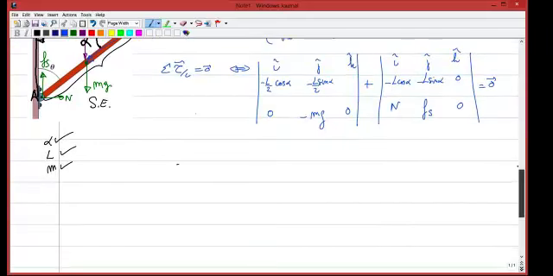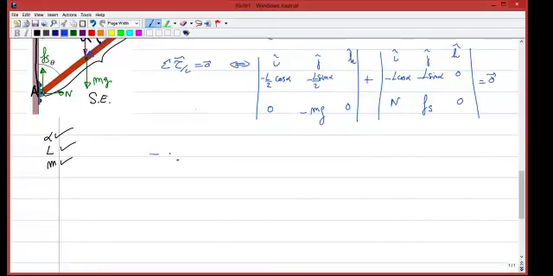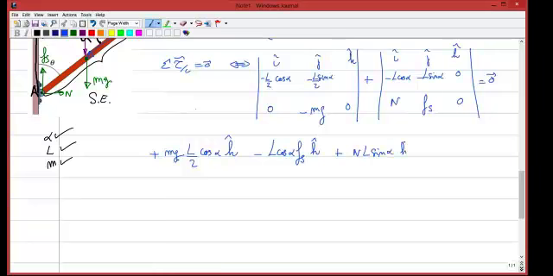Let's evaluate those 2 determinants. The first one will give us negative Mg times negative L over 2 cosine alpha, plus 0. The next one is going to give us negative L cosine alpha Fs k, and then positive N L sin alpha k. And that's equal to 0 k. Be careful on that one. This times this is indeed negative, but as you turn around, you have an extra negative sign, which will cancel the negative sign due to the product of this and this.